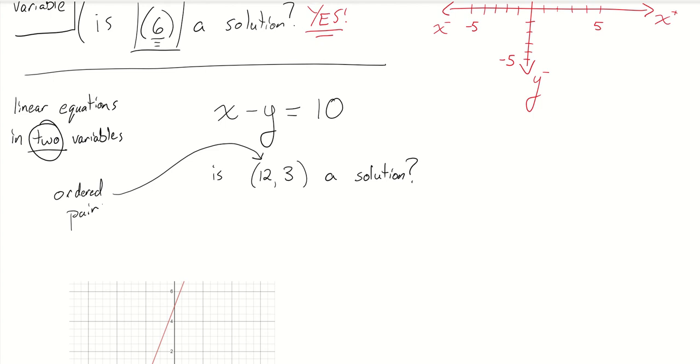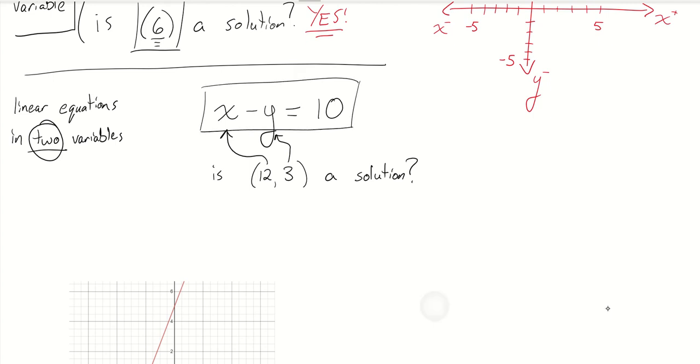So let's look at this ordered pair. Is it a solution? Well, we can plug 12 into x, because the first number you always plug into the x variable, and then we can plug 3 into y, and we can see if we get a true statement. So let's give it a try. I'm going to rewrite this equation, but instead of writing x, I'm going to write 12. I'm substituting the value 12. And then instead of writing y, I'm going to write the number 3. That's where we're plugging these numbers in.